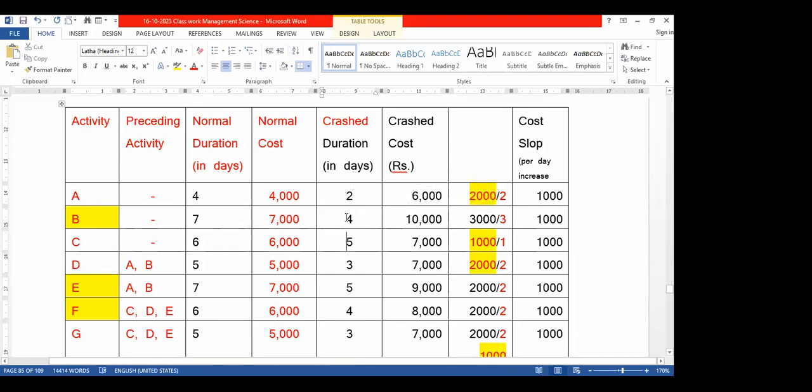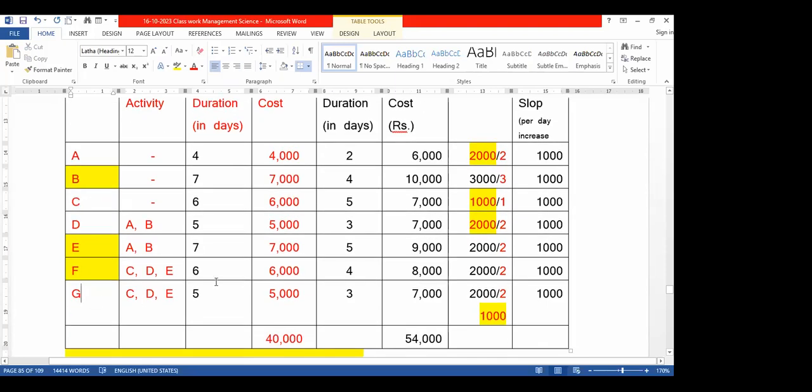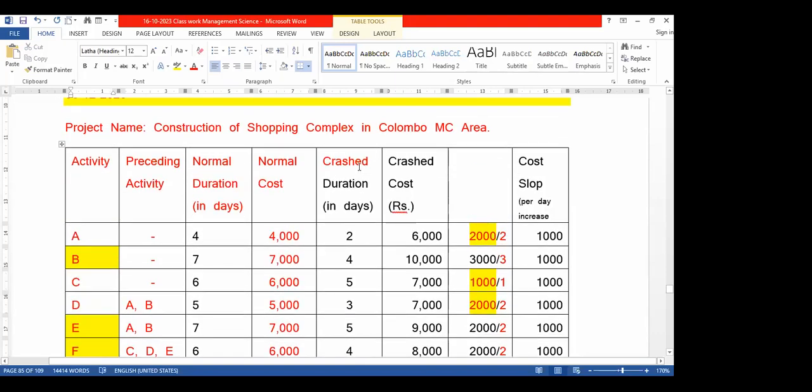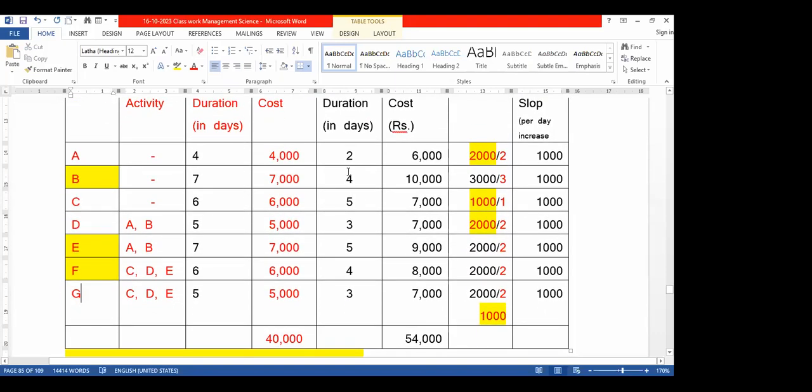But here B is reduced by 3 days, but the cost increased by 3,000. So 3,000 divided by 3, then the per day cost is 1,000. This is called a cost slope. Likewise, for all the activities, you can see C, D, E, F, G, it is possible to reduce duration. It may be critical activities or non-critical activities. So then, based on the crash duration, we have to do the diagram.